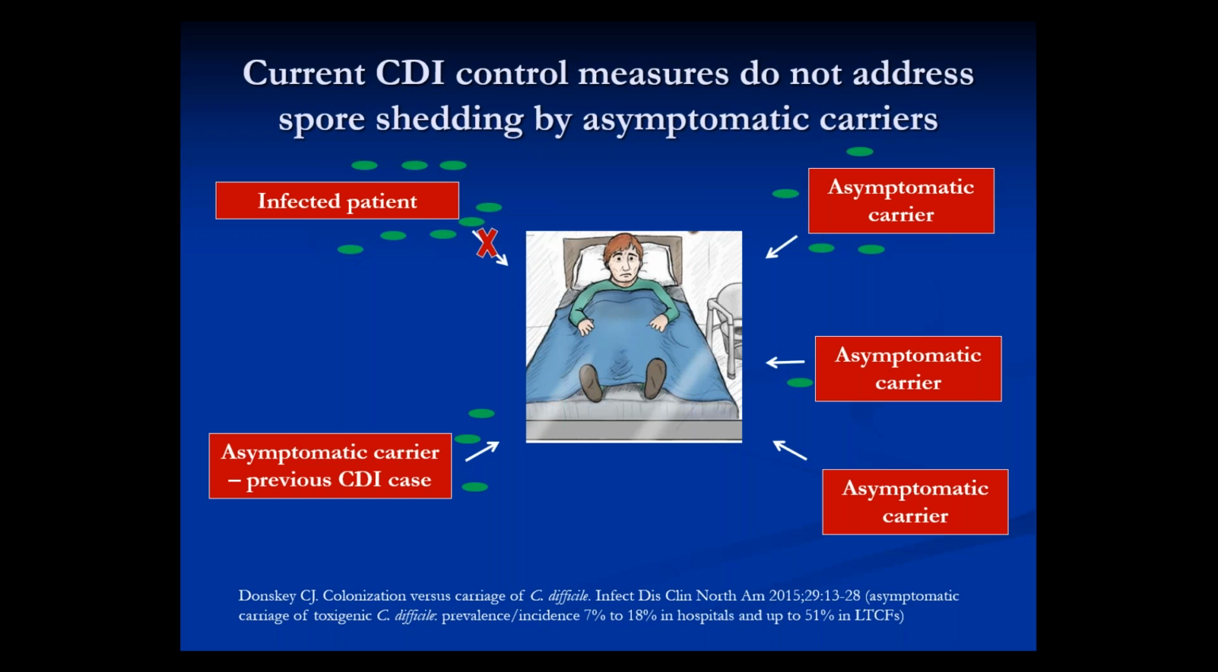However, many patients who acquire C. diff colonization never develop symptoms, and those asymptomatic carriers can also shed spores, although the number of spores that are shed is relatively lower. In addition, many patients who previously had C. diff continue to shed spores and also present a potential risk for transmission.